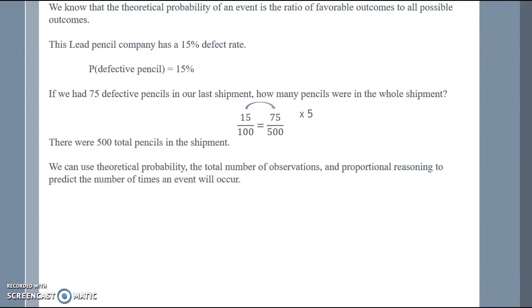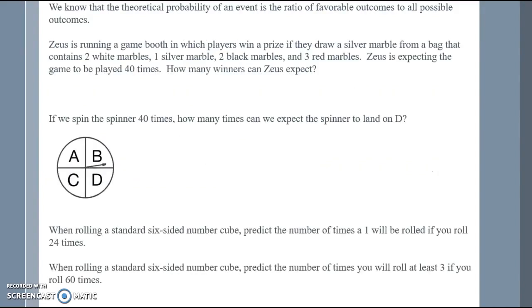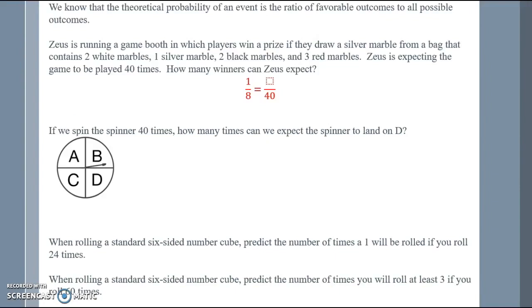We can use theoretical probability, the total number of observations, and proportional reasoning to predict the number of times that an event will occur. So Zeus is running a game booth in which players win a prize if they draw a silver marble from a bag that contains 2 white marbles, 1 silver marble, 2 black marbles, and 3 red marbles. Zeus is expecting the game to be played 40 times. How many winners can Zeus expect? Well, we know that 1 out of 8 of the marbles would be the winning probability.